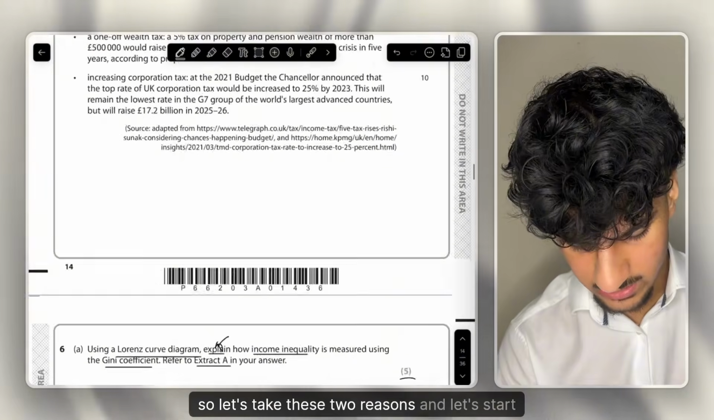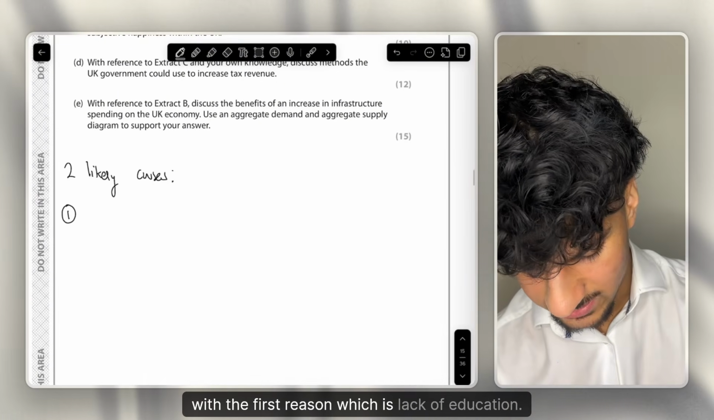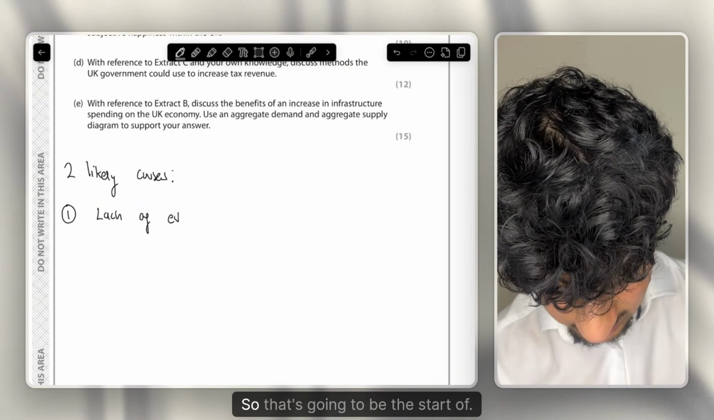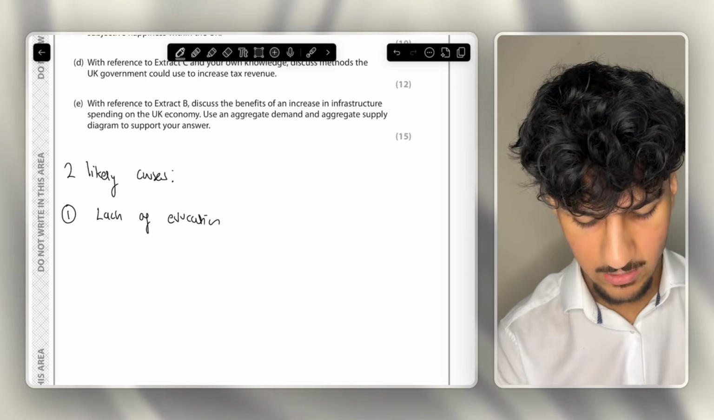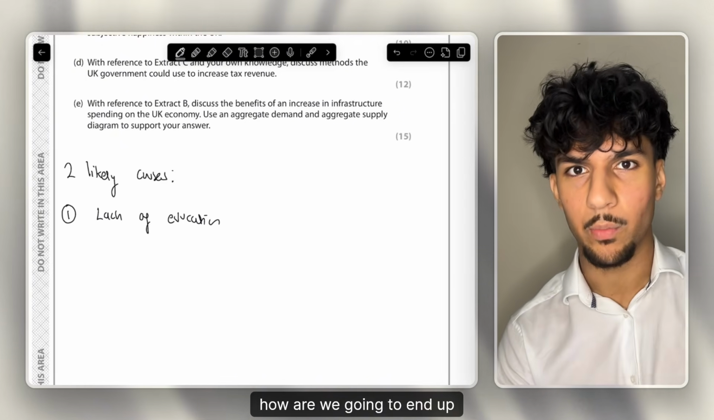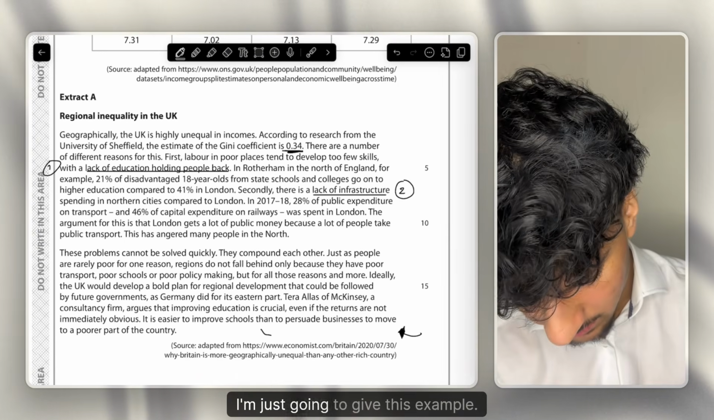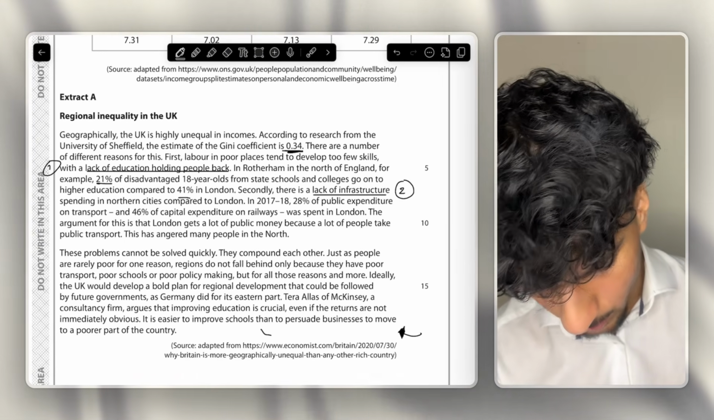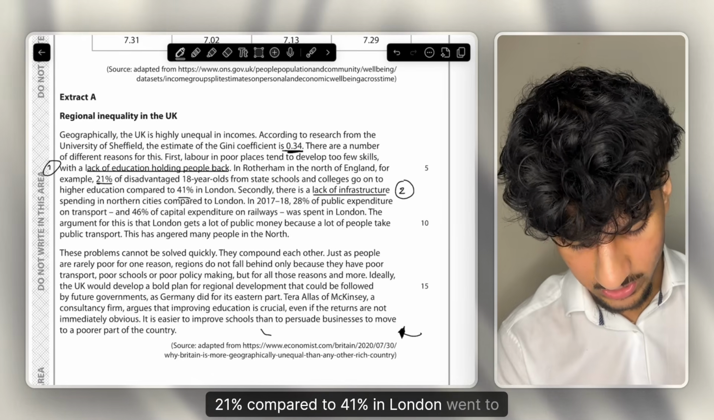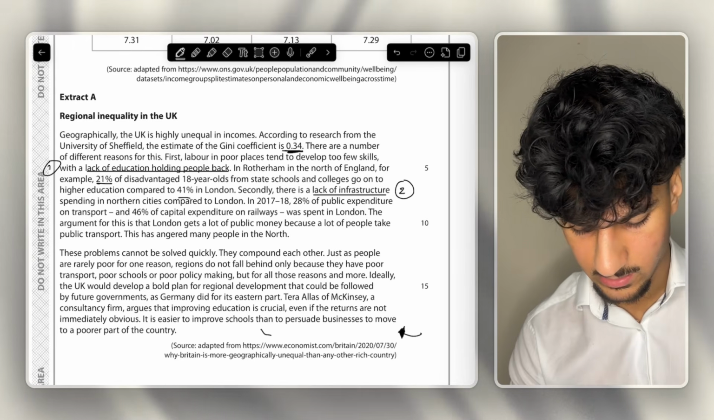So let's take these two reasons, and let's start with the first reason, which is lack of education. That's going to be the start of a point, and then how are we going to lead that to end up with increasing income inequality? With lack of education, I'm just going to give this example: 21% compared to 41% in London went to higher education.